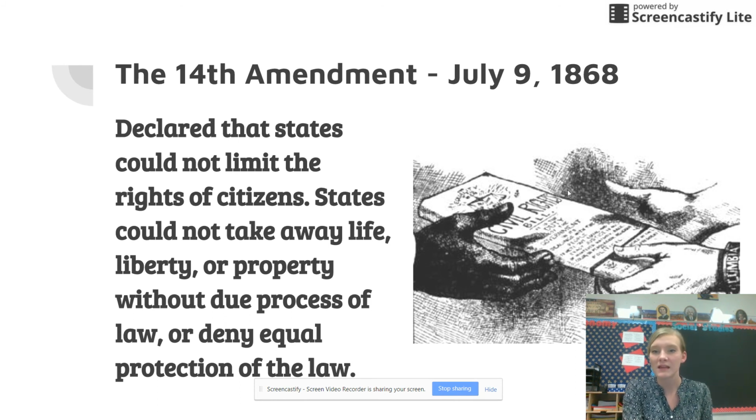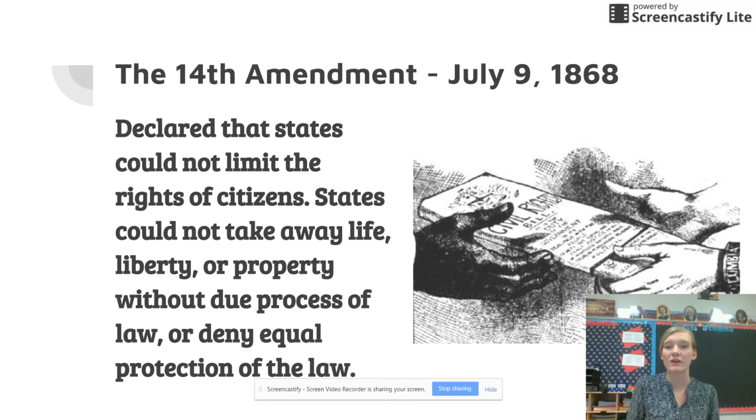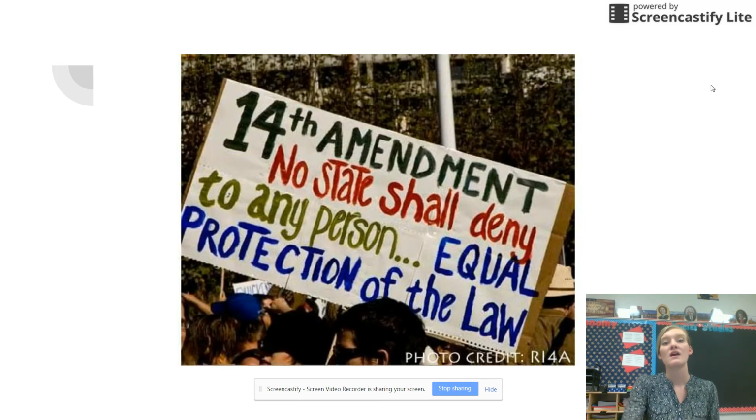That's why we see right here in our illustration, we have the Civil Rights Bill, or essentially like a Bill of Rights being handed to an African American. This is the first time that not only are they citizens, but this is protecting their rights. The 14th Amendment is still a very, very relevant amendment today.